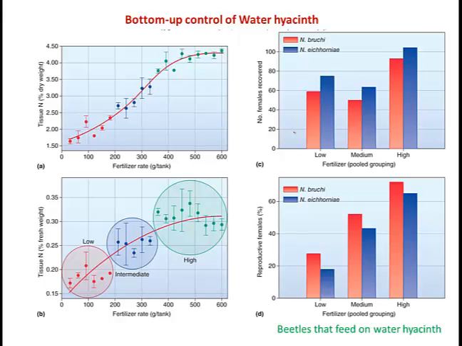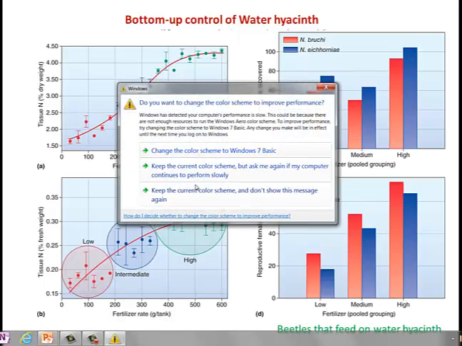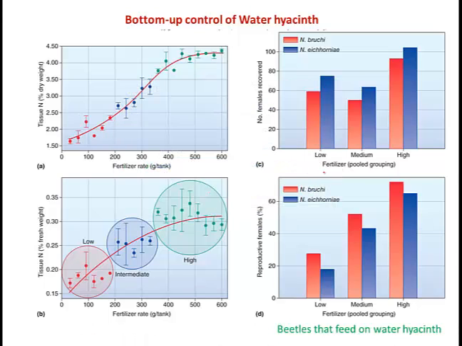And what we can see is that there's bottom-up control that's happening, because when you have higher amounts of fertilizer, you have greater number of females. We have higher numbers of female beetles, both in terms of the reproductive females as well as just total number of females. So you can see that as fertilizer goes up, there's more insects in both of these instances here. Okay.